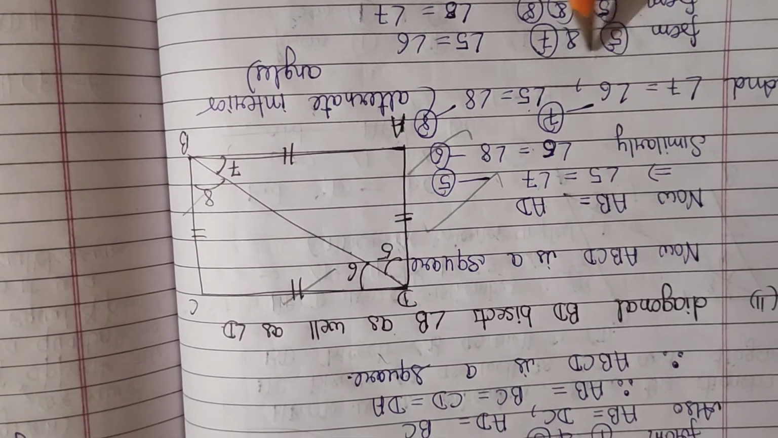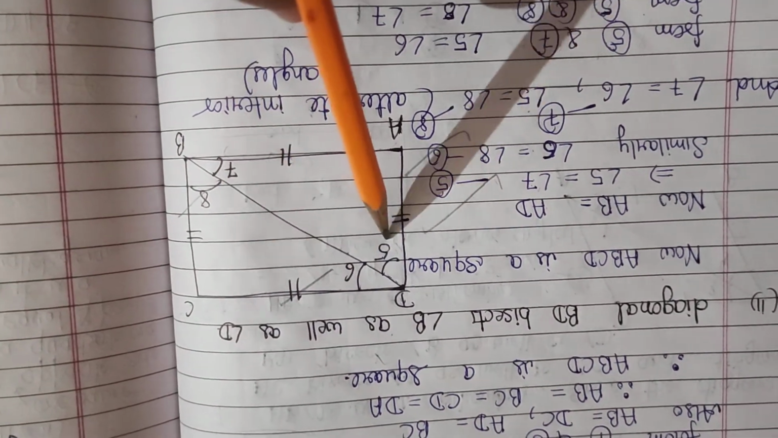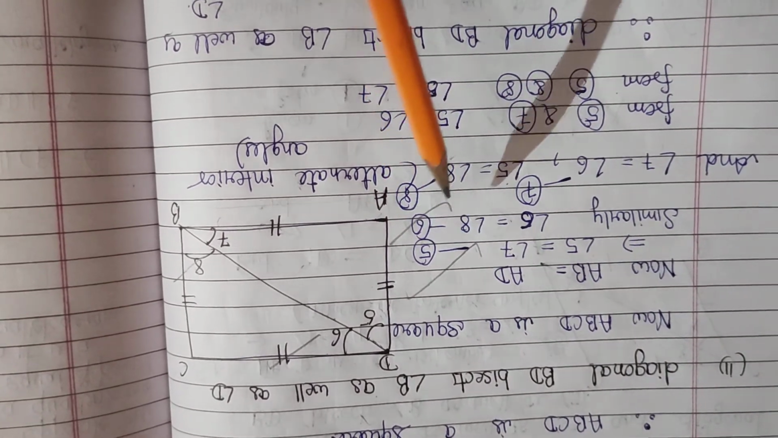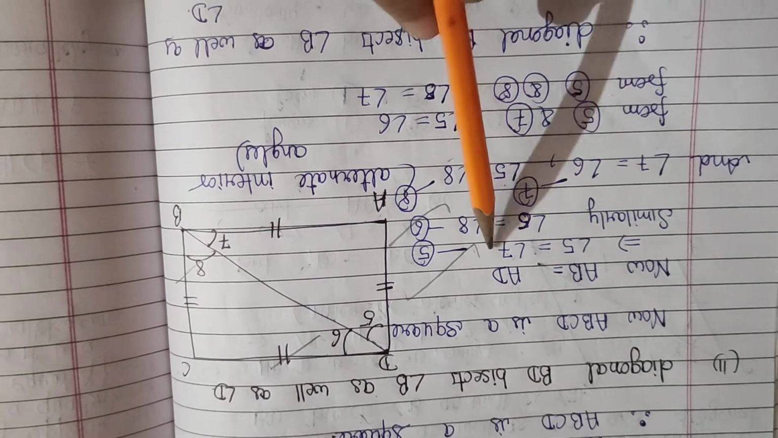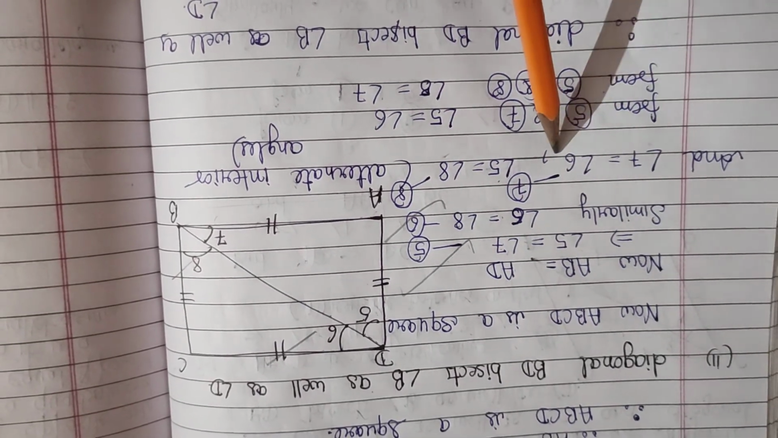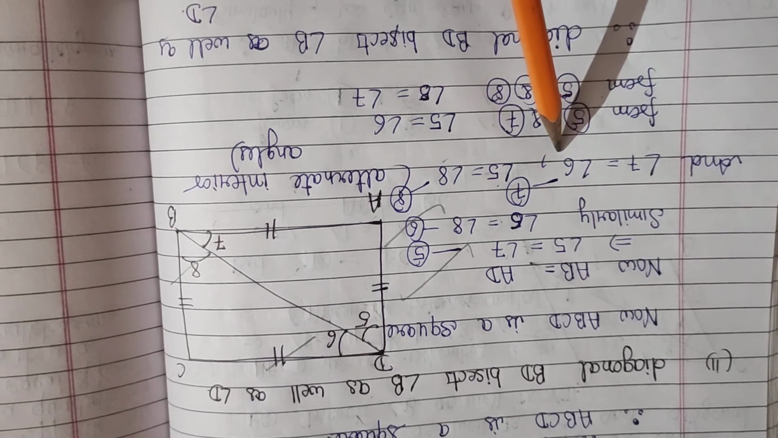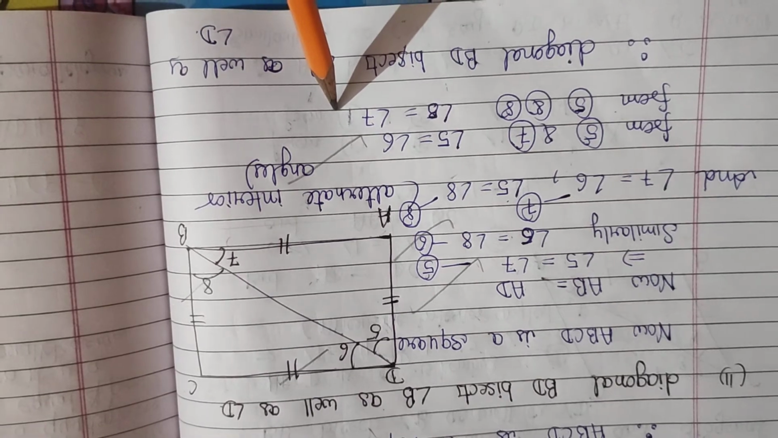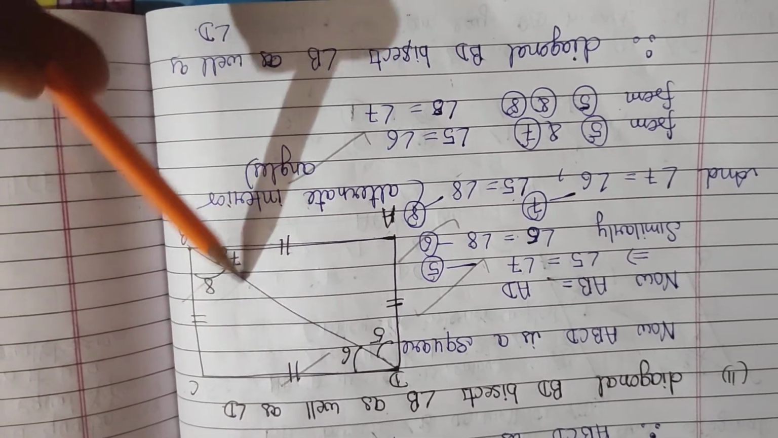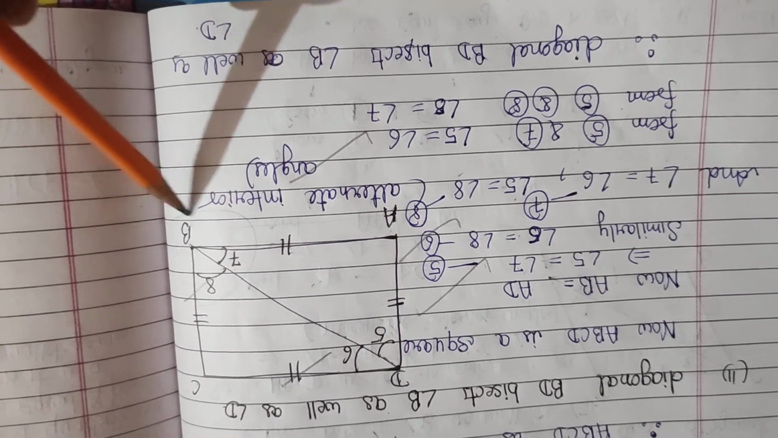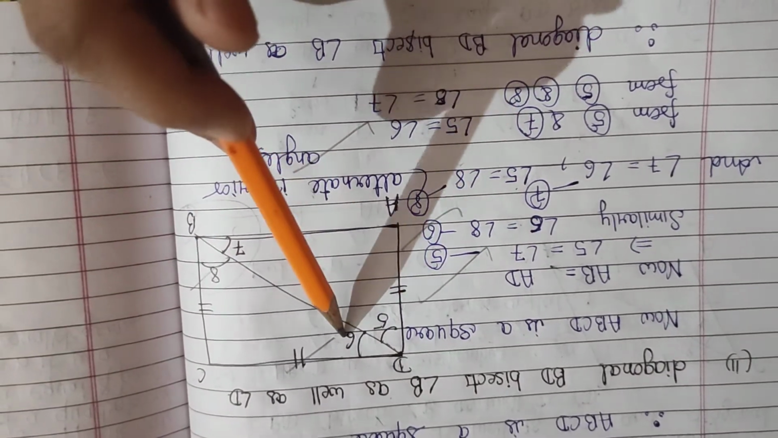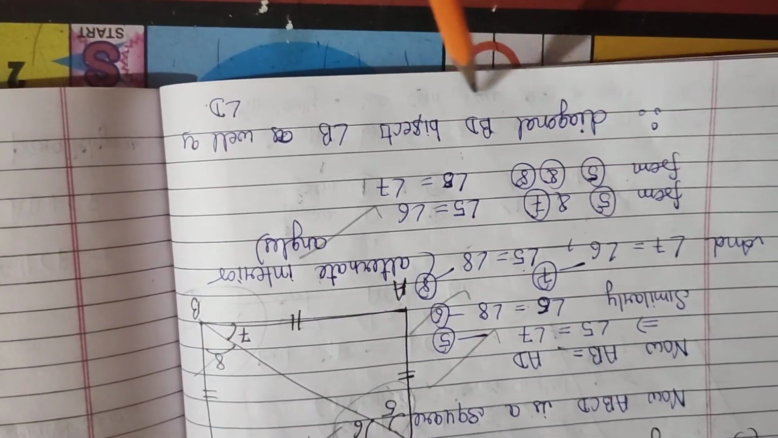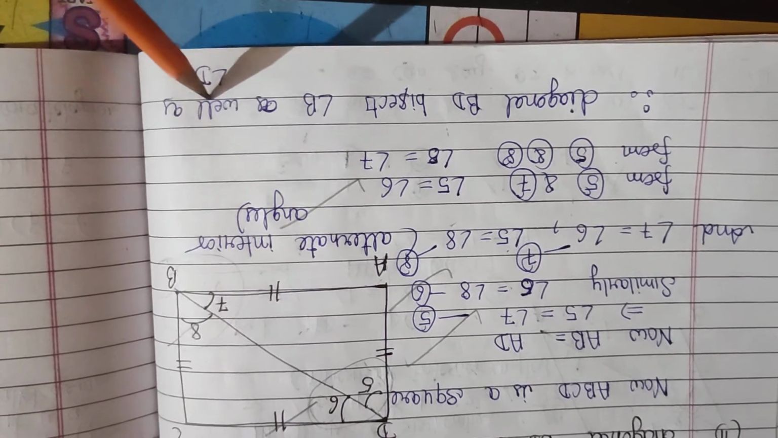But angle 7 is equal to angle 6, alternate interior angles. Angle 5 is equal to angle 8, alternate interior angles. So from equation 5 and 7, angle 5 is equal to angle 7 and angle 7 is equal to angle 6. It means angle 5 and angle 6 both are equal. Similarly, angle 8 and angle 7 both are equal. Angle 7 and 8 both equal means angle B is bisected here. Angle 5 is equal to angle 6. It means angle D is bisected here. So we can say diagonal BD bisects angle B as well as angle D.